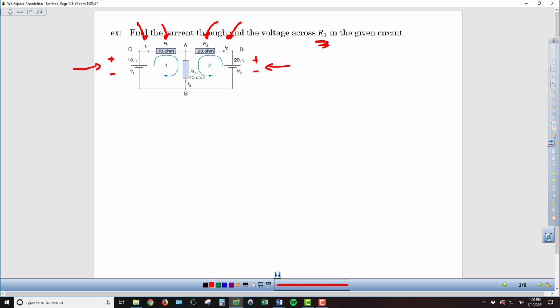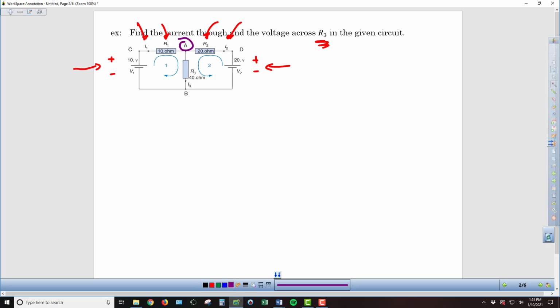So I'm going to start off and I'm going to use this node A and use Kirchhoff's current law to write an equation. So that's going to be my first equation. And that's generally a good place to start. Those are kind of the easiest equations to piece together, the ones where you just have a junction of wires and different currents flowing in and flowing out.